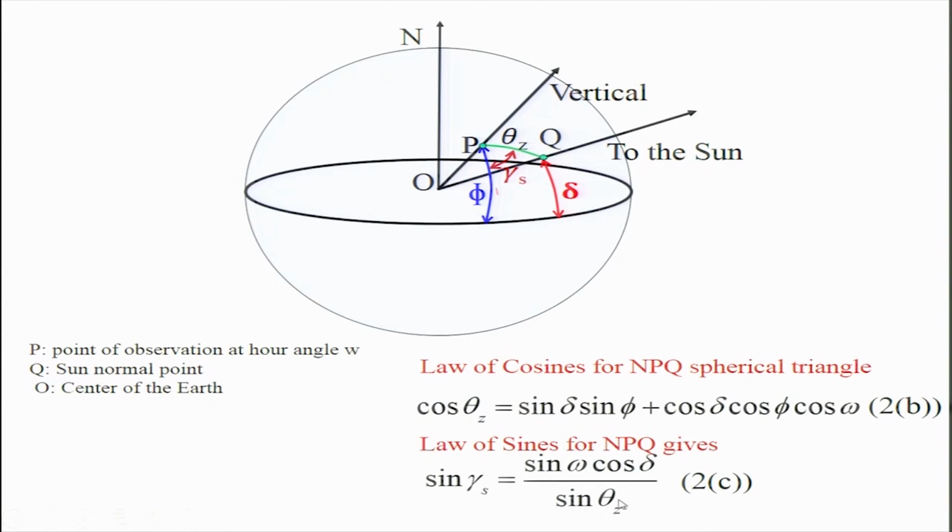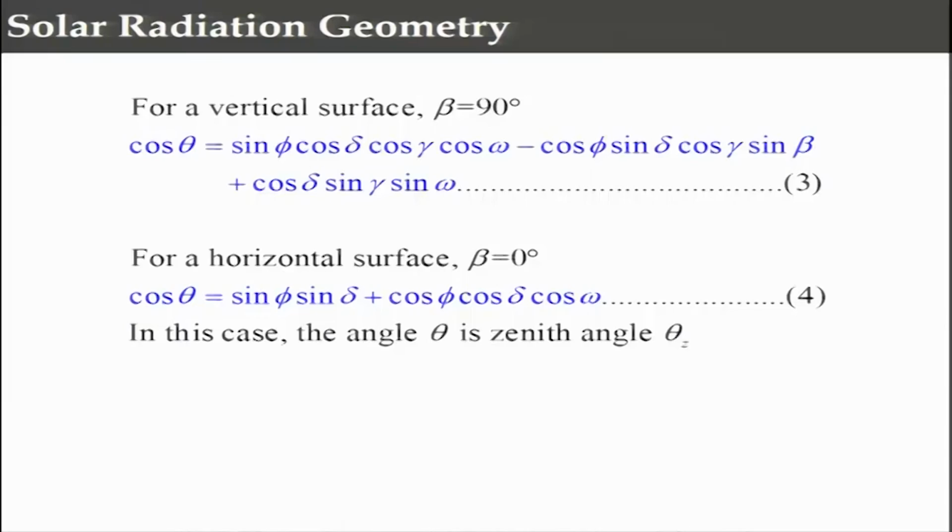I don't have time to get into the proofs of these, but if you want the details of the proof, you can refer to this paper which I referred earlier. So these three equations, when they are combined for various conditions, give you certain geometrical relationships. For example, to simplify matters, if you have a vertical surface, which means beta is equal to 90 degree, then cos theta can be simplified by combining the above three equations as sin phi cos delta cos gamma cos omega minus cos phi sin delta cos gamma sin beta plus cos delta sin gamma sin omega. This is the first relation that gets modified for a vertical surface.